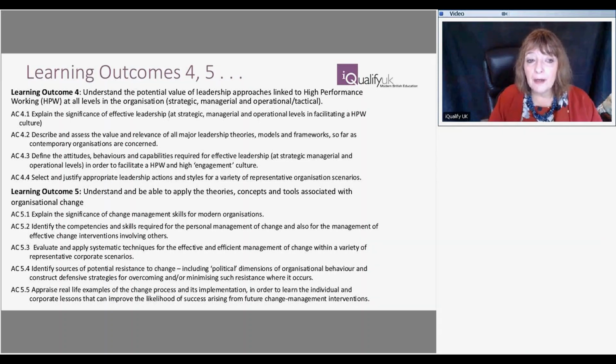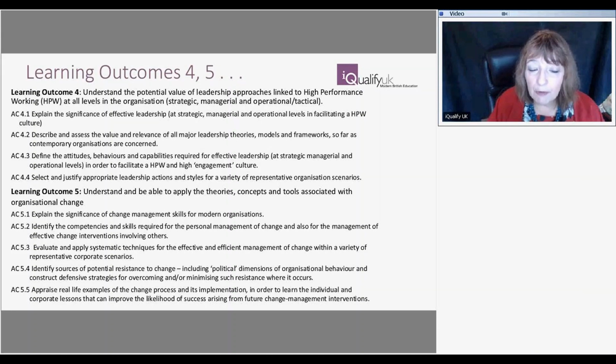Learning outcome 5 is about change. So here we have to understand and be able to apply the theories, concepts and tools associated with organisational change. So 5.1, explain the significance of change management skills. 5.2, identify competencies and skills required for personal management of change and also for management of effective change interventions involving others. 5.3, evaluate and apply systematic techniques for effective and efficient management of change within a variety of scenarios.